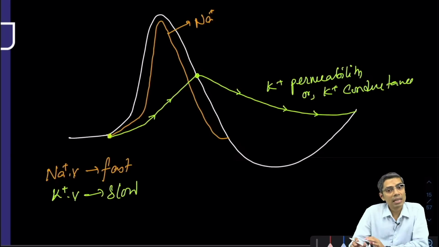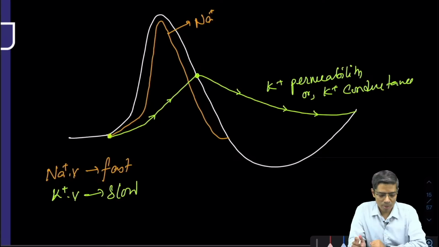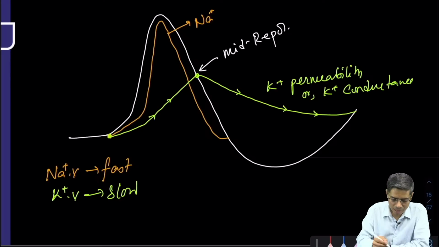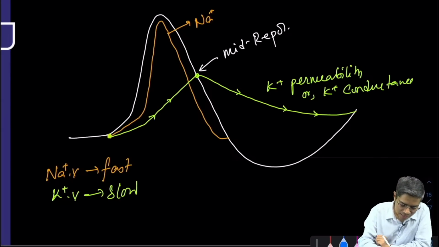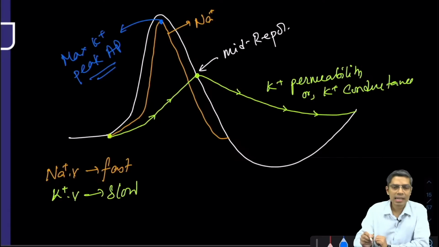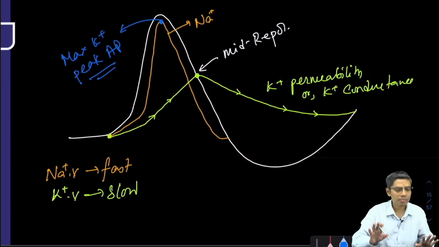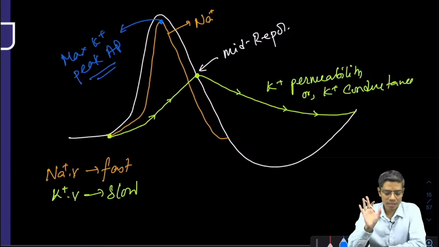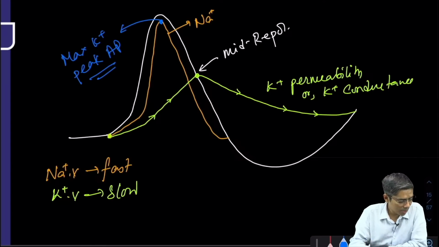From this diagram, multiple questions have been asked. Maximum potassium permeability is during which phase of the action potential? The answer is here: maximum potassium is permeable during the middle part of repolarization. And maximum sodium permeability is here: maximum sodium is permeable at the peak of the action potential. At least remember this much information from here. Got it, everybody? This is the basic minimum about action potential.